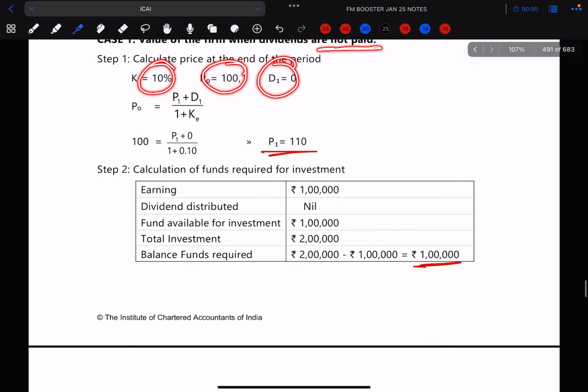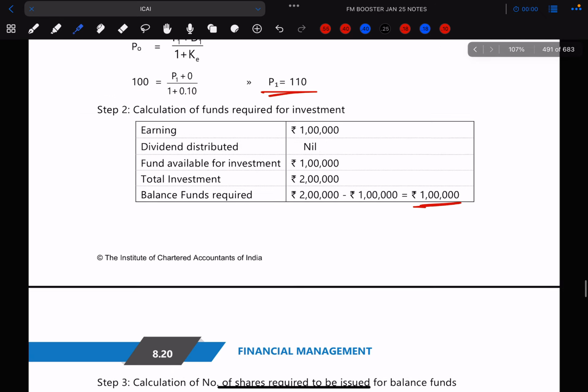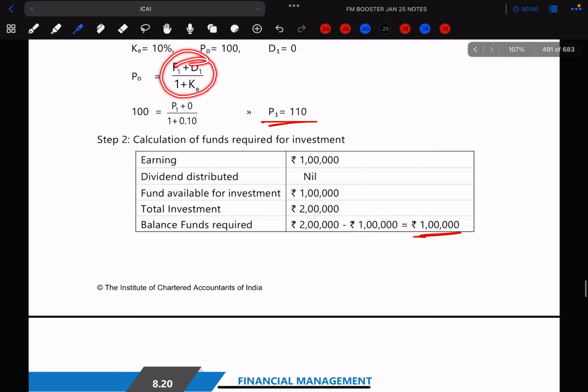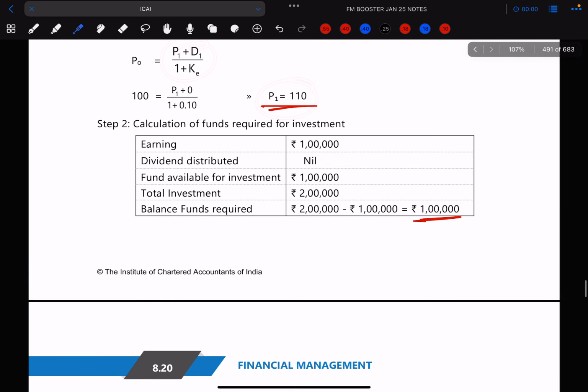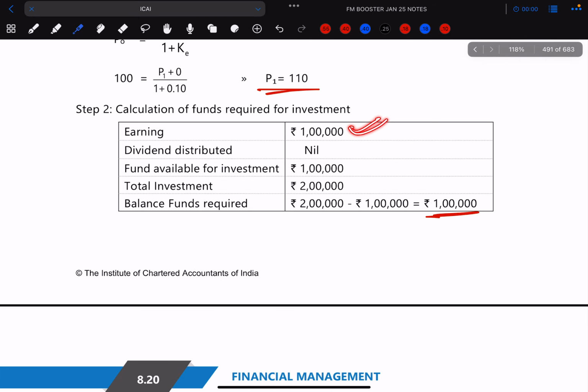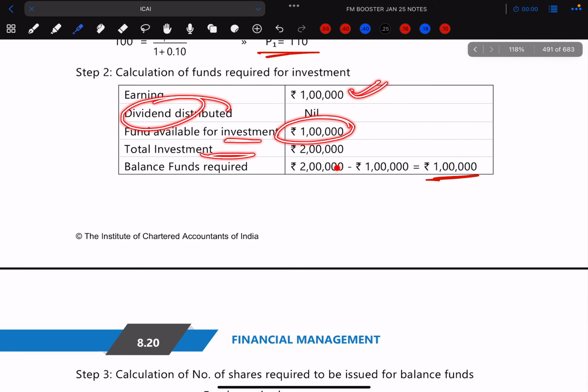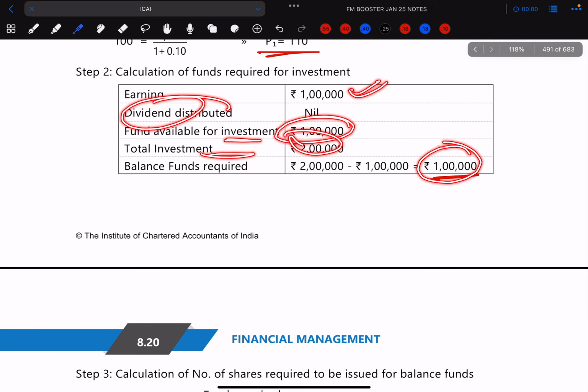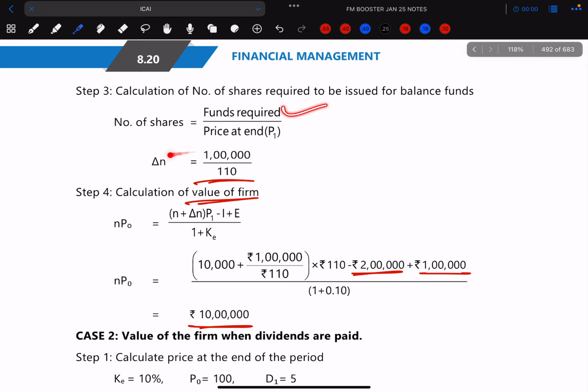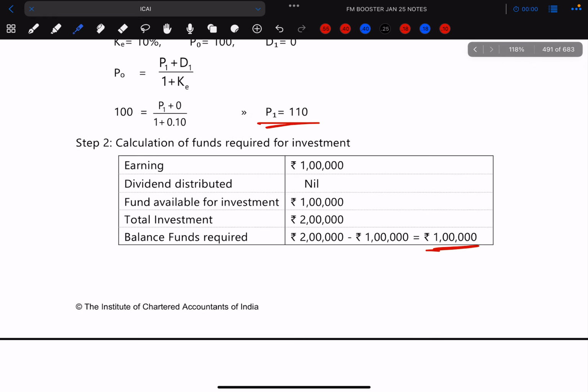Declaration if it is 0, not paid, versus paid. If it is not paid, just put in the formula and you will find P1. In this case, whatever you have earned is 1 lakh, and you are not going to distribute dividend. So the funds available for investment are 1 lakh, and the total investment is 2 lakh, so you need another 1 lakh. This 1 lakh you will find by issuing new shares.